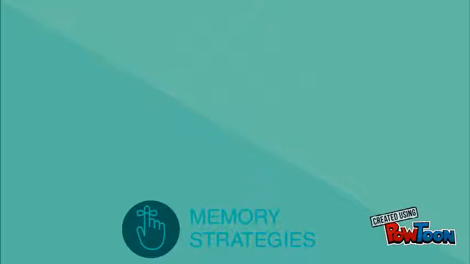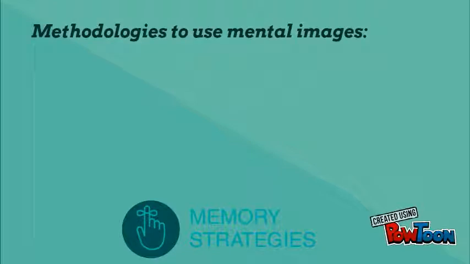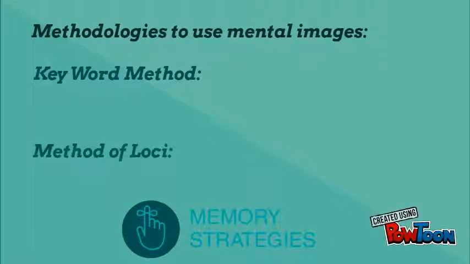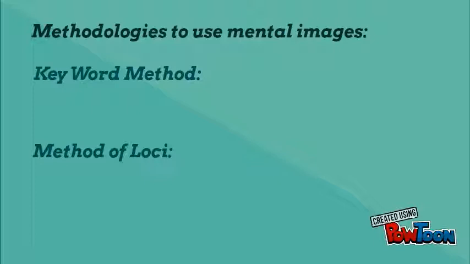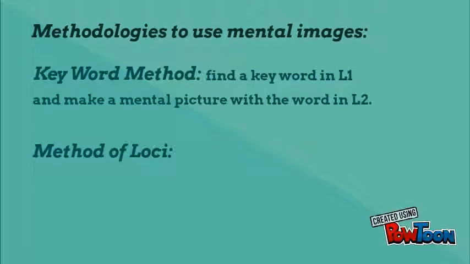There are two specific methodologies that derive from using mental images. The first one is the keyword technique, and the second is the method of loci. In the keyword method, you basically find a word in your mother tongue that sounds or is like the word you want to remember in English. The latter word is your keyword, and you should make a mental picture of it together with the target word. By recalling the keyword, you can call up the target word in English.